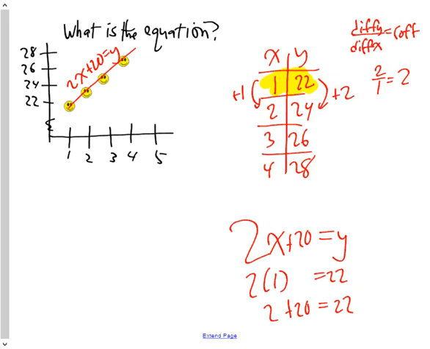So we could predict, if we were to extend this line a little bit and put another point where x is 5, that because it's on that line, the corresponding y value would be 30, and that would be true.